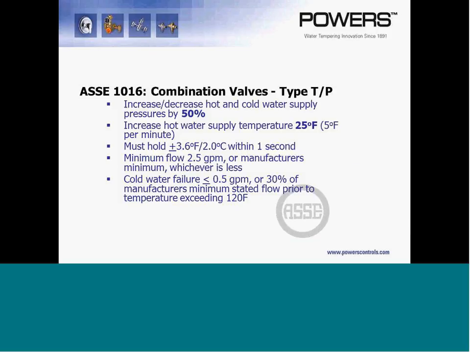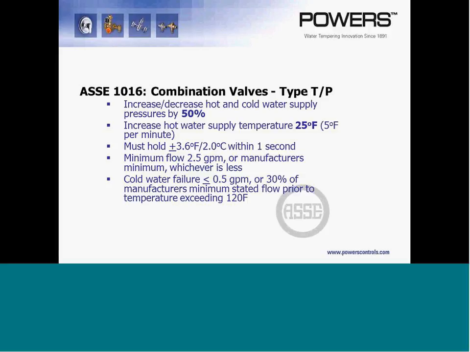So then the final type of 1016 device is a type TP, or temperature pressure. This could be considered the best of both worlds. Like a pressure balancing valve, it has to accommodate 50% pressure fluctuations and changes. And like a T valve, it also has to compensate for temperature changes as well.